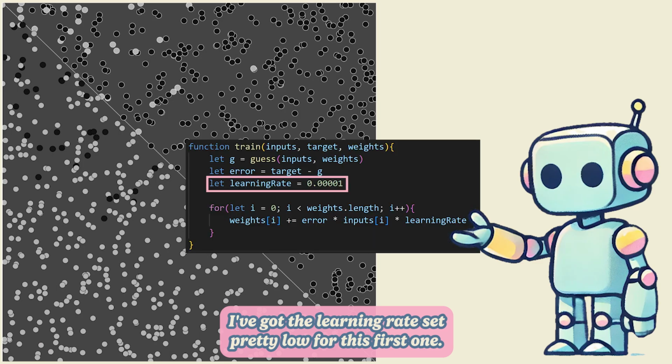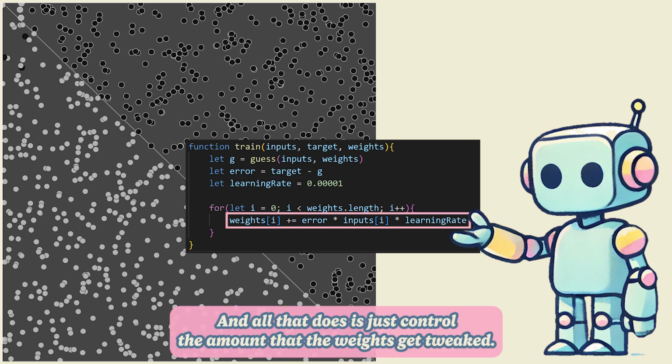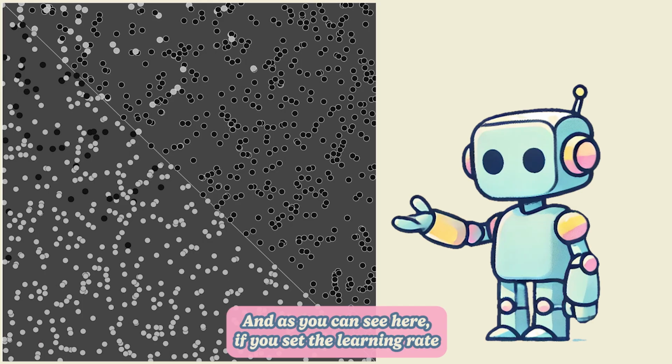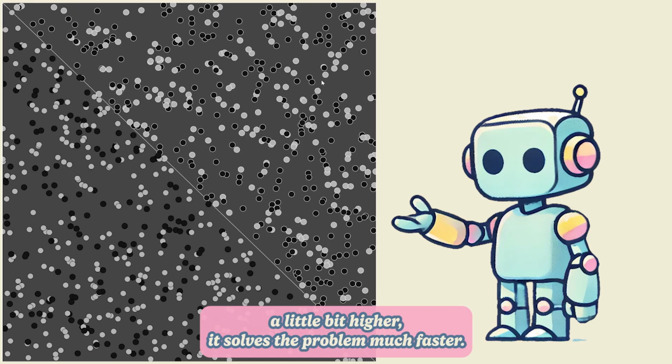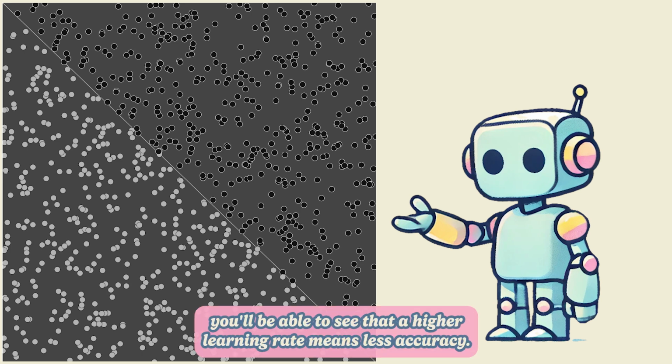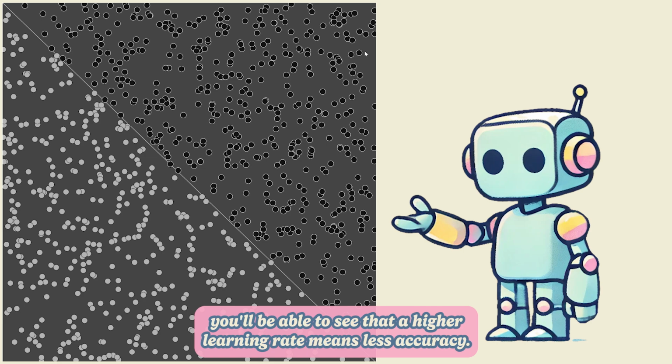I've got the learning rate set pretty low for this first one, and all that does is just control the amount that the weights get tweaked. And as you can see here, if you set the learning rate a little bit higher, it solves the problem much faster. The only problem is that with more complicated problems, you'll be able to see that a higher learning rate means less accuracy.